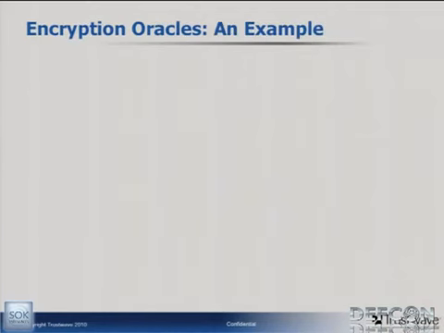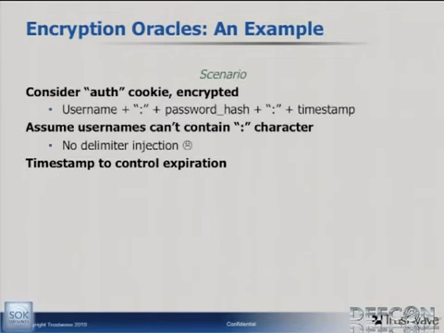So here's an example of where you might find an encryption oracle. Let's say that you have an authentication cookie. This is a situation where you have session data that you want to store on the client, encrypted, and not store as session variables and hold down the server. So consider an authentication cookie that's the username concatenated with a colon, password hash, colon, and a timestamp. So we can't do any sort of replay attacks because of the timestamp. And we'll assume that the usernames can't include a colon character, so we don't have delimiter injection, no field injection stuff.